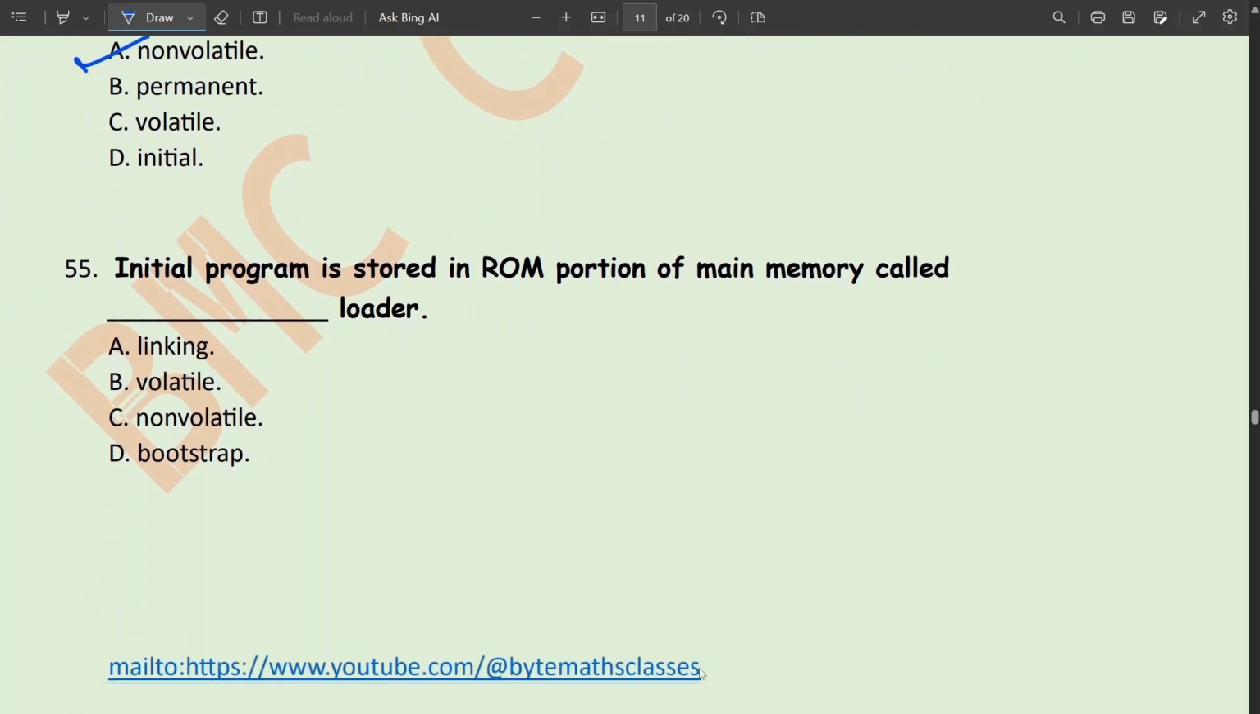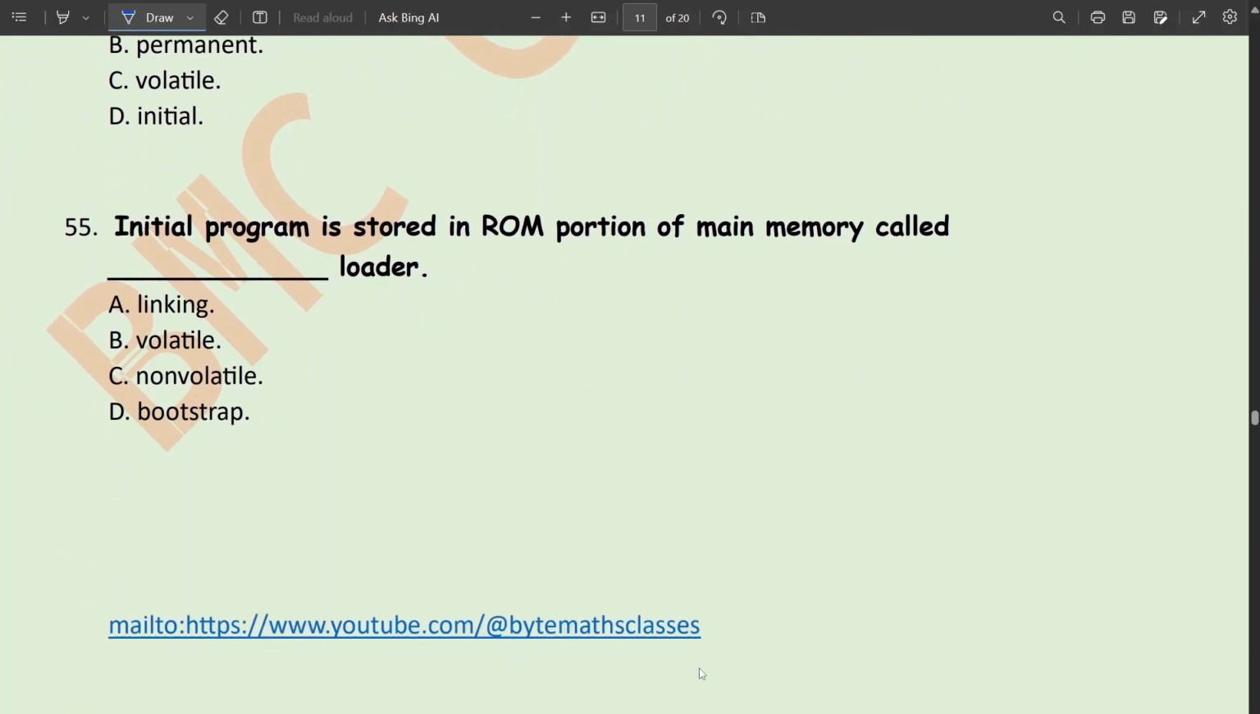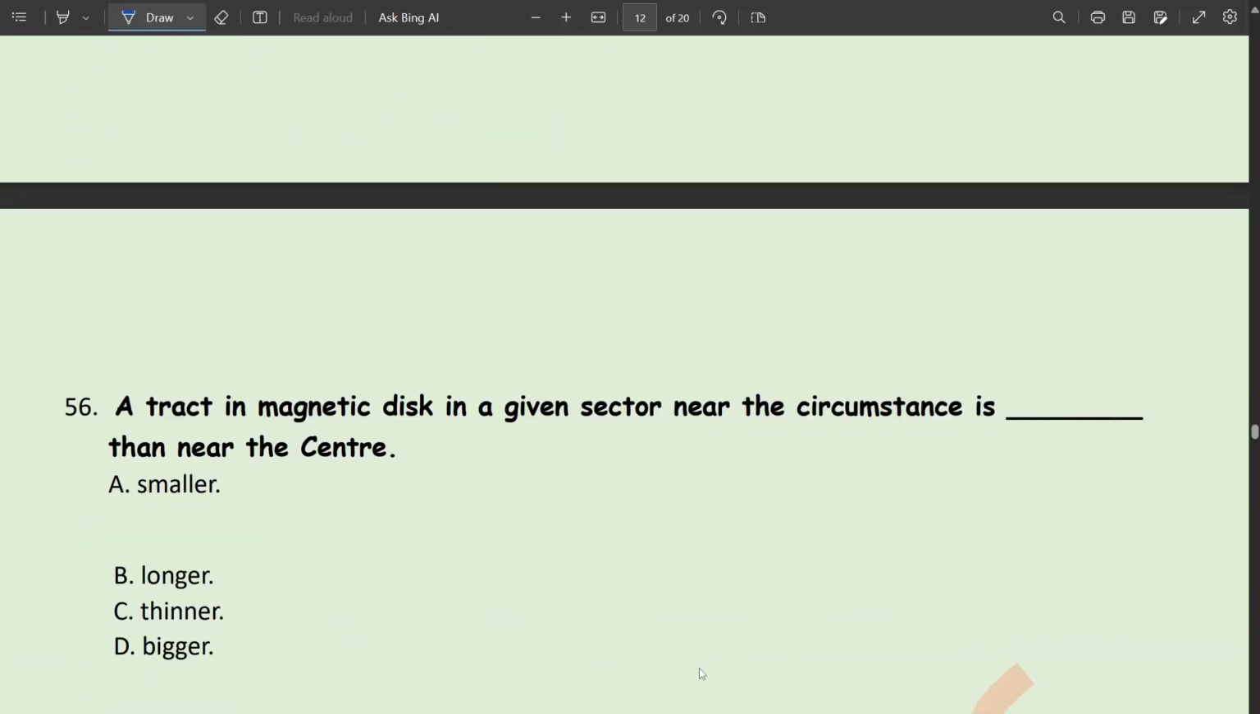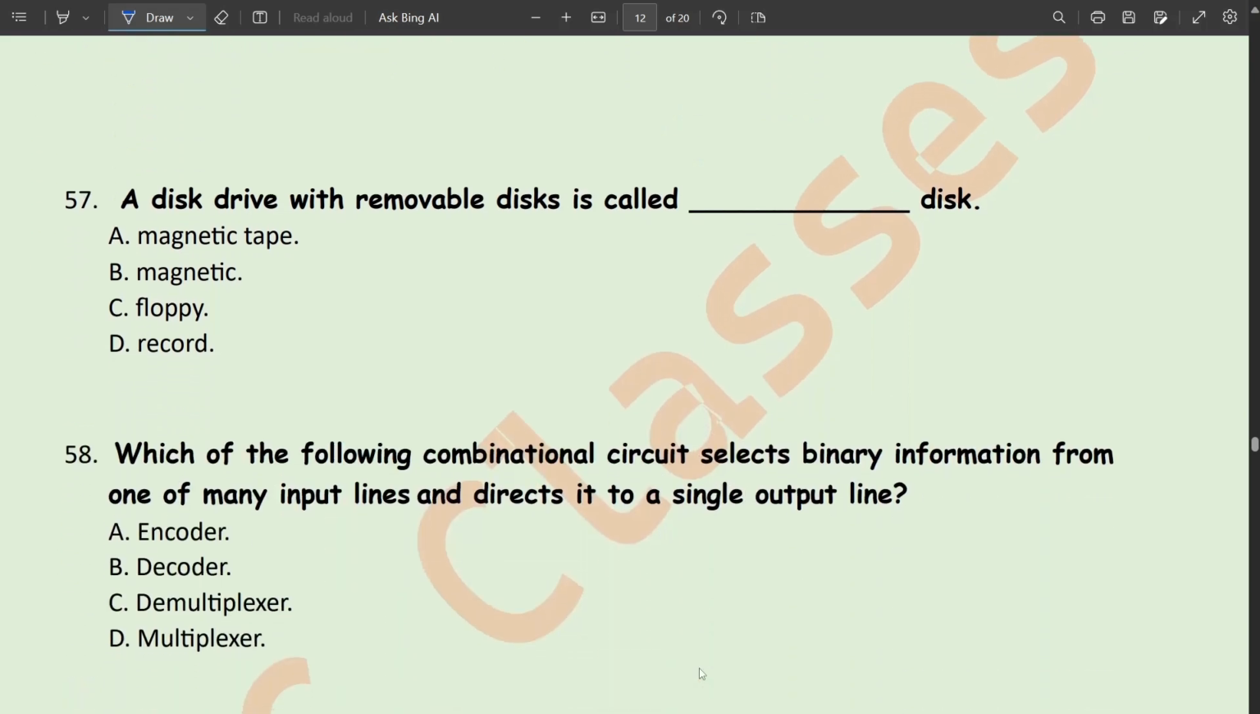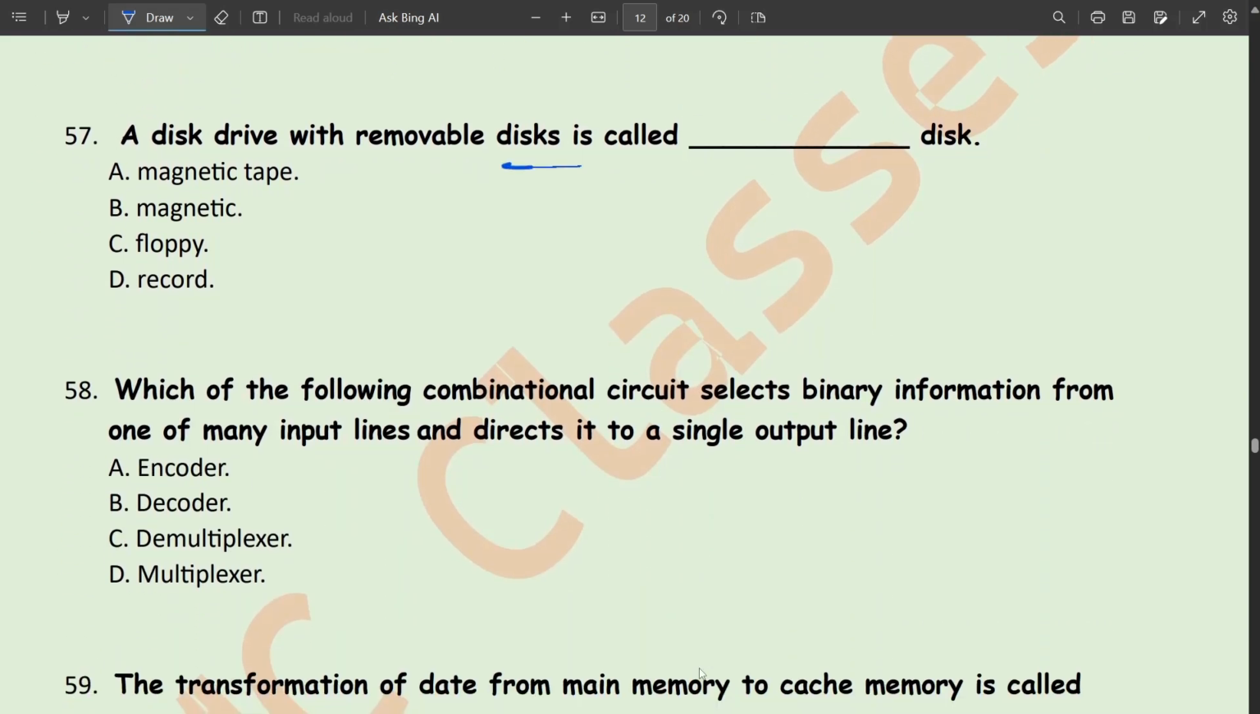Next, initial program is stored in ROM portion of main memory called what? Main memory loader. So the answer will be Option number D, bootstrap. Next, a track in magnetic disk in a given sector near the circumference is always longer than near the center. Option number B is correct. Next, a disk drive with removable disk is called what? So the answer is option number C, floppy.